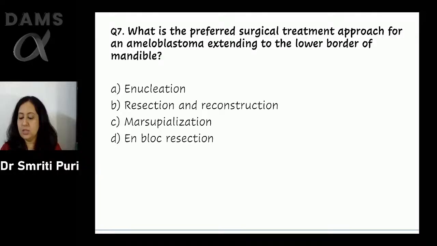Question number 7. What is the preferred surgical treatment approach for an ameloblastoma extending to the lower border of mandible? A. Enucleation, B. Resection and reconstruction, C. Marsupialization, D. En bloc resection. What would be the answer here? I have discussed this question before also, I think in my MCQ edition. So please let me know the answer. I'll wait for all of you to answer.